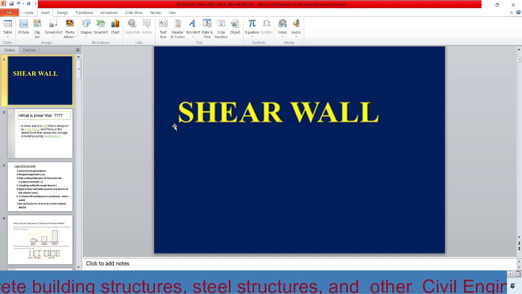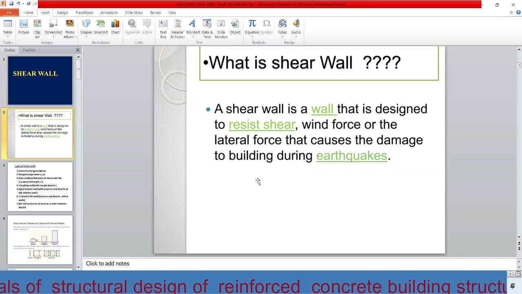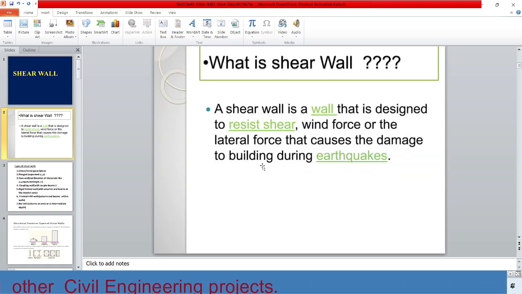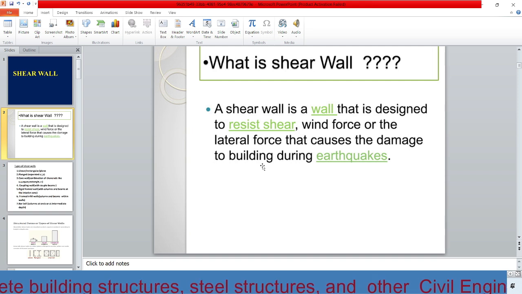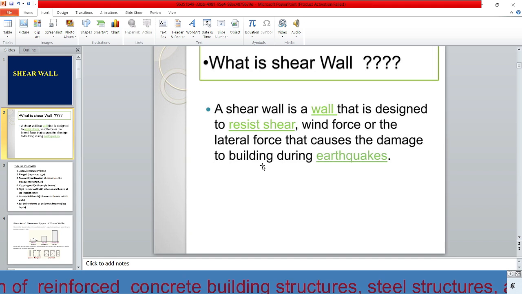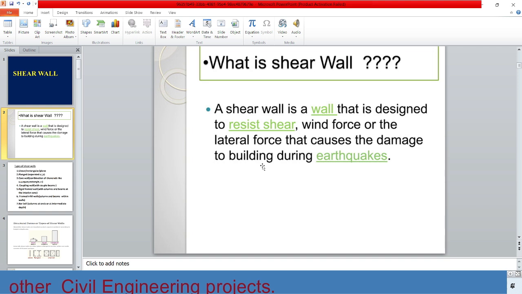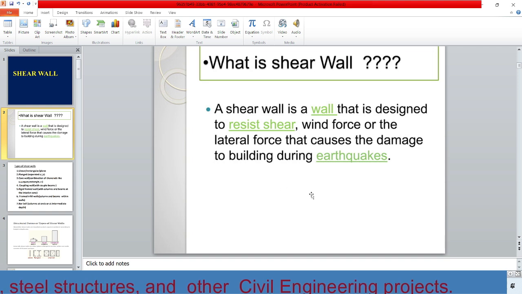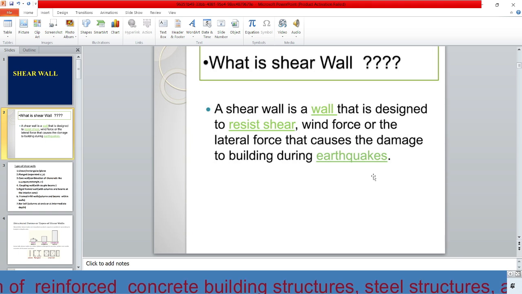As we know, shear walls are nothing but walls which are reinforced structure. The main purpose of a shear wall is to resist shear, wind force, and the lateral force that causes damage to a building during an earthquake.